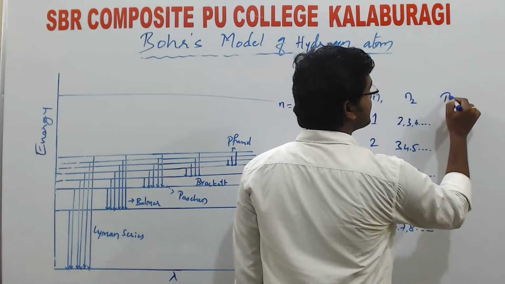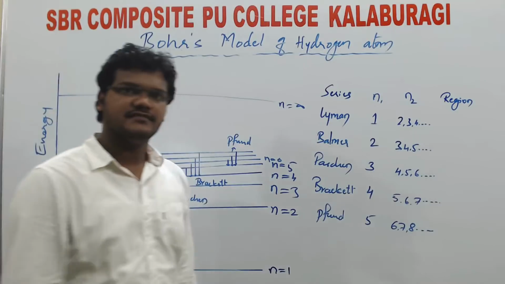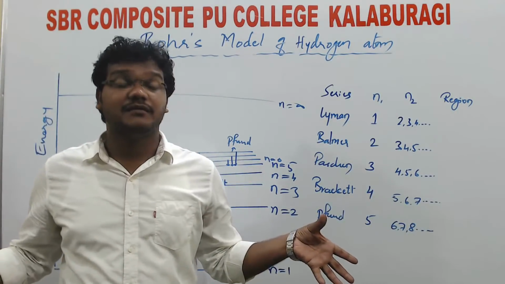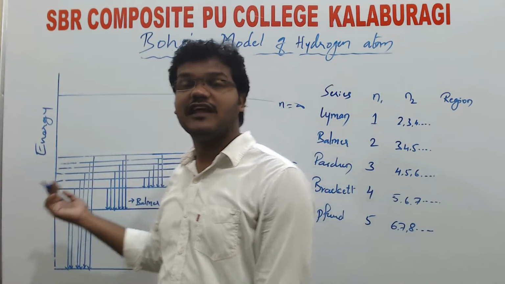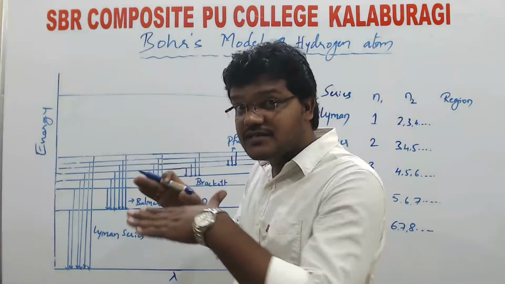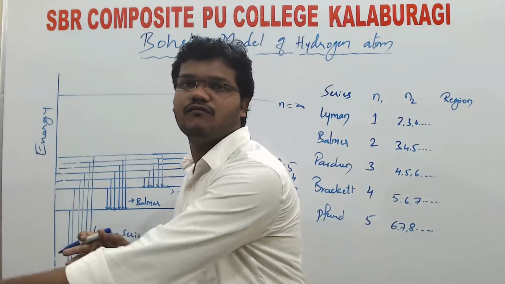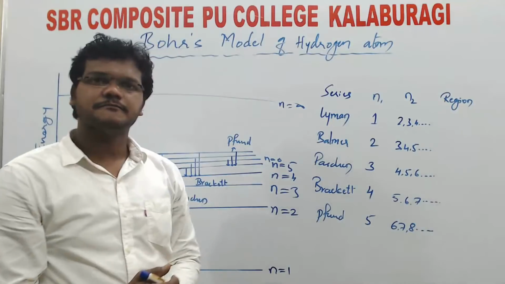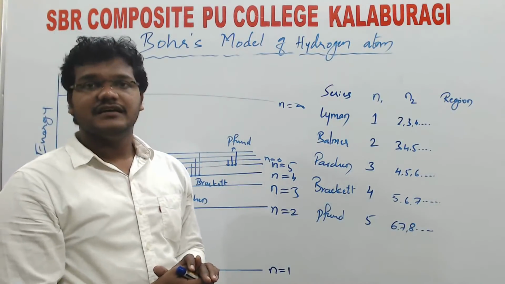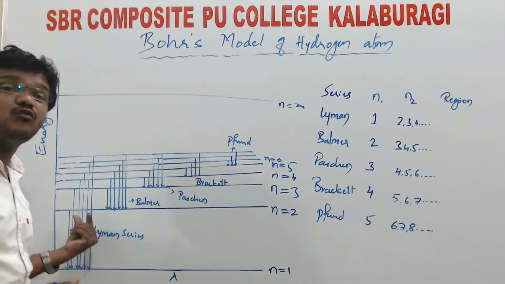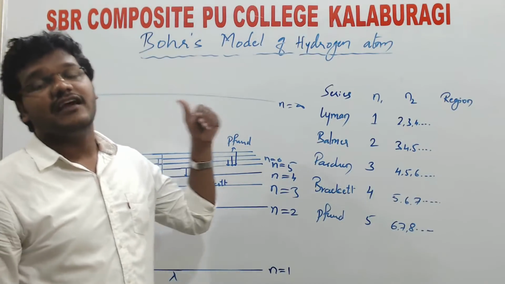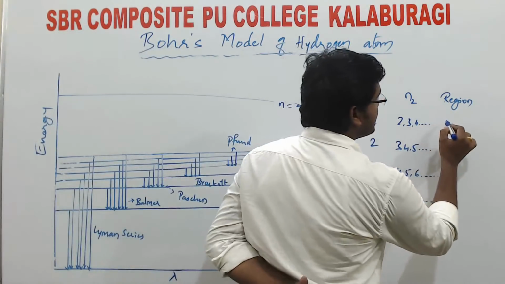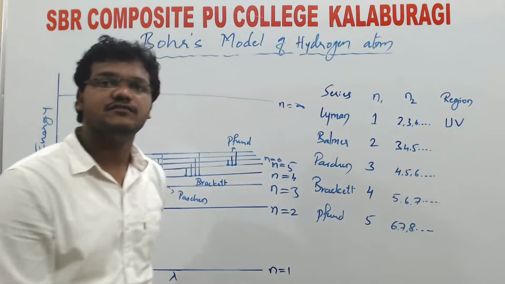Then, in which region do their spectral series fall? Yesterday we drew the spectrum of electromagnetic radiation. We had cosmic rays, gamma rays, X-rays, UV, and the visible region, whose range was from 400 nanometers to 700 nanometers. In which of these regions do the spectral lines fall? Based on their wavelengths and frequencies, it is decided which region each series belongs to. For Lyman, it is the ultraviolet region.